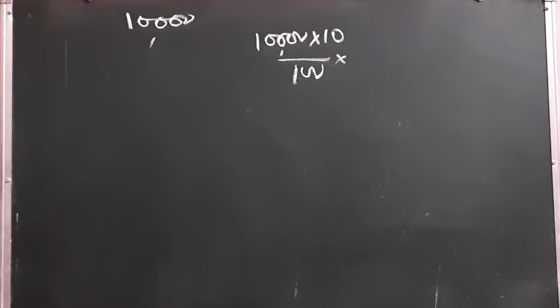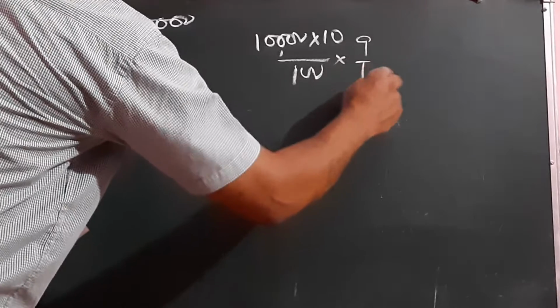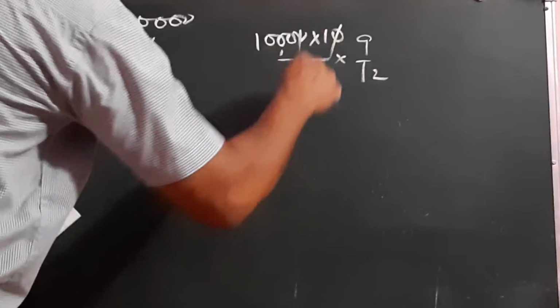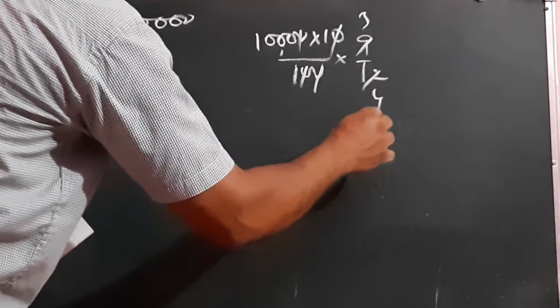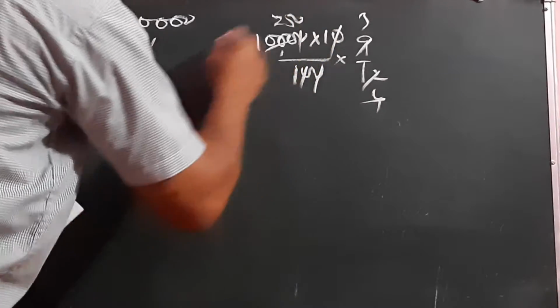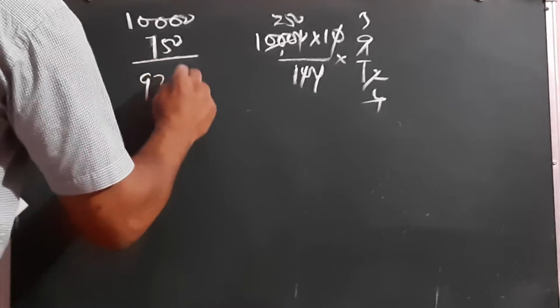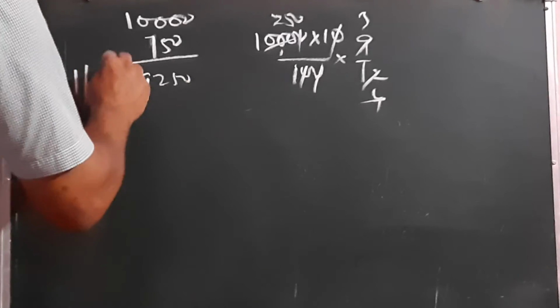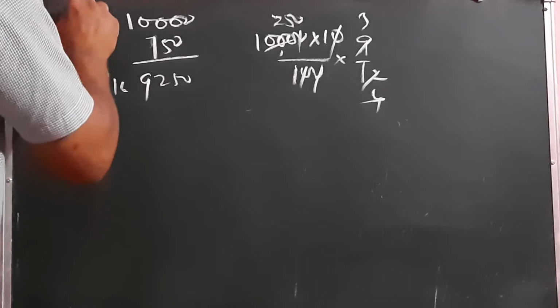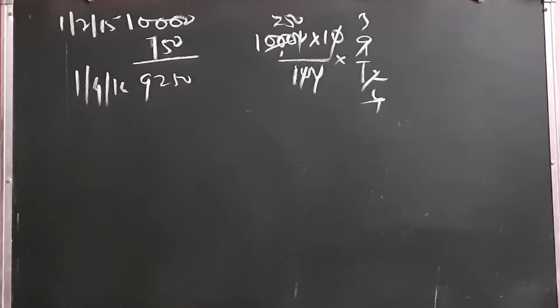From 1st July to 31st March: April, May, June is 3 months, so it is 9 months, 9 by 12. So the depreciation is 750, and the value on 1st April 2016 is 9,250. This is the cost of 1st July 2015. This machine was sold on 1st April 2017.